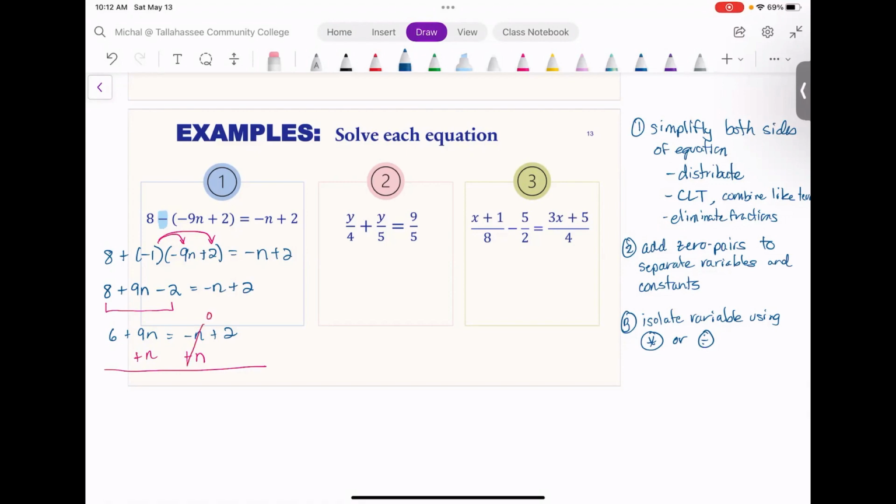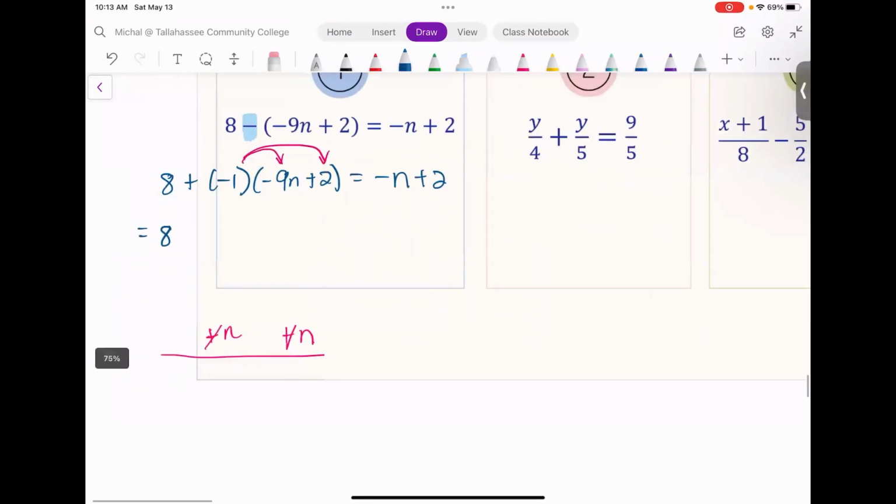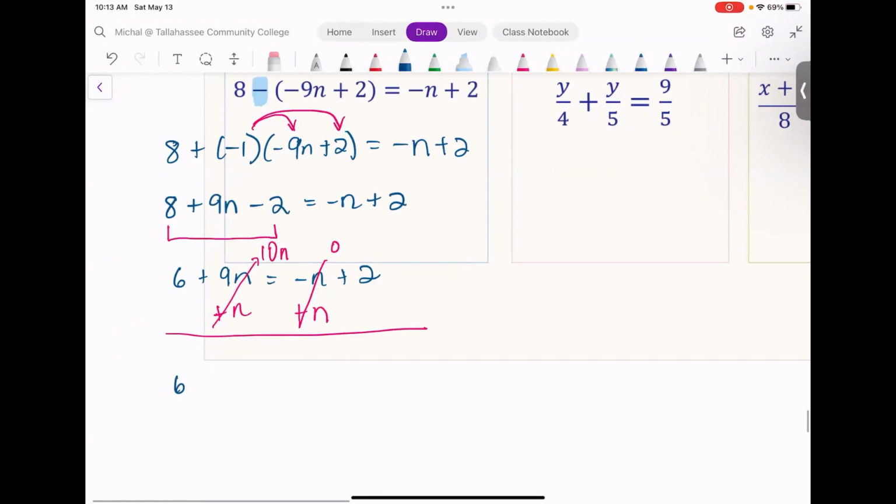So on the left side of my equal sign, I have two terms that can combine. 9n plus n is 10n. So what I get on the left is 6 plus 10n is equal to 0 plus 2. I'm just going to write 2.